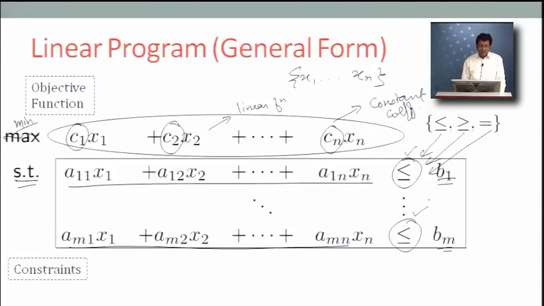Okay, so that's the general form of a linear program. It's the optimization of a linear objective subject to linear constraints. All right, very good.